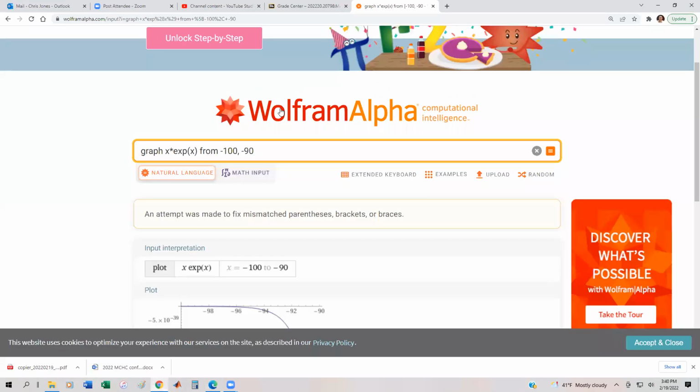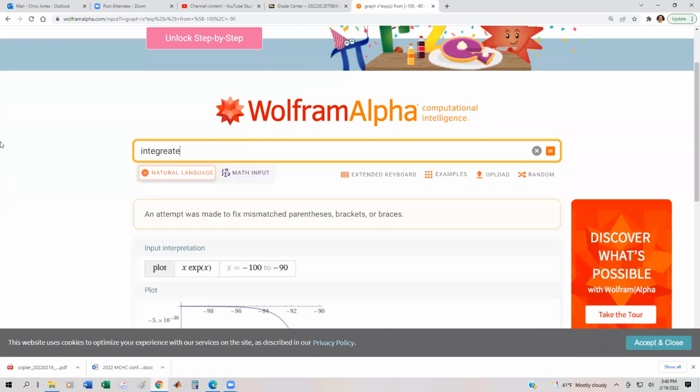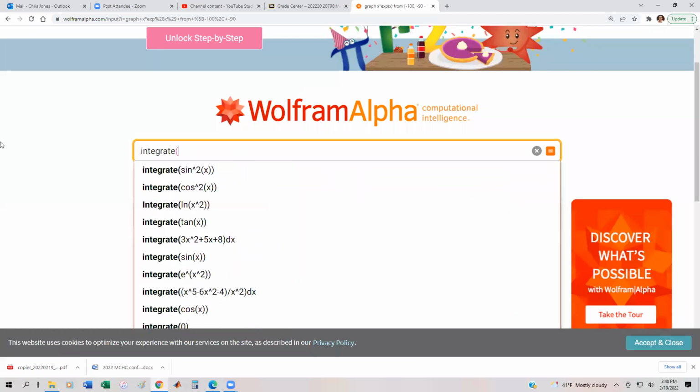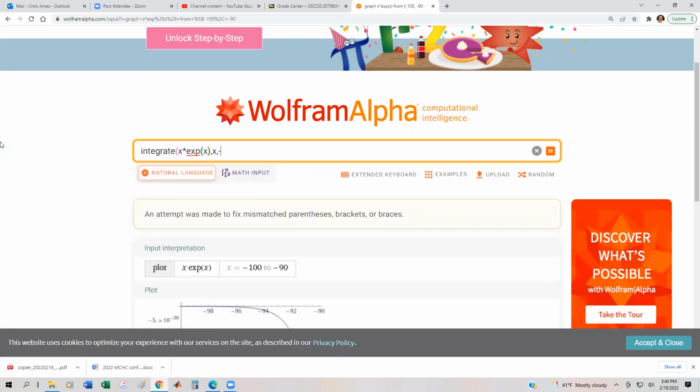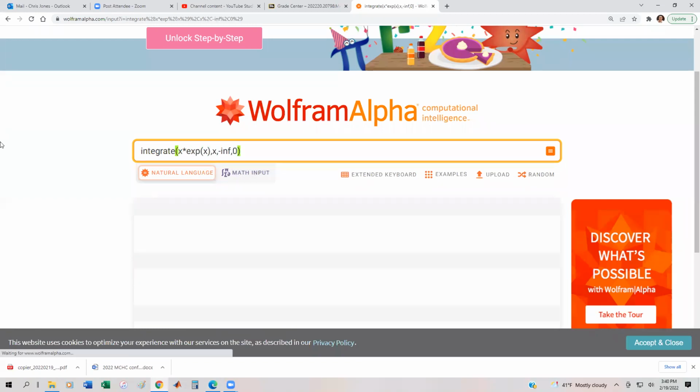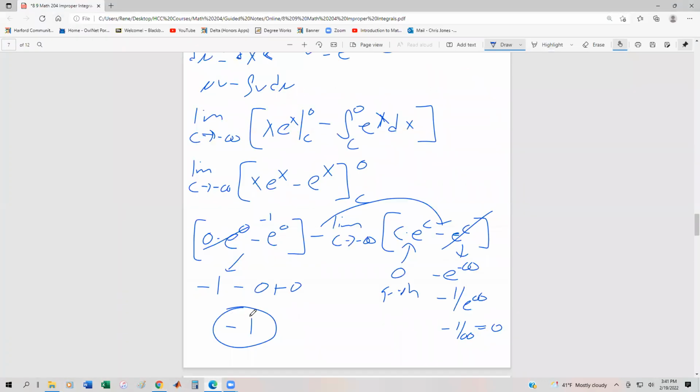Of course, if you don't trust me, just go into Wolfram Alpha and integrate x times e to the x from negative infinity to 0. If we evaluate this, we get negative 1. So certainly, use Wolfram Alpha to make sure your answers are correct, but during the examinations, you have to know how to do everything by hand as well, like this.